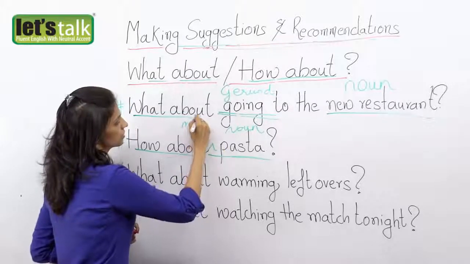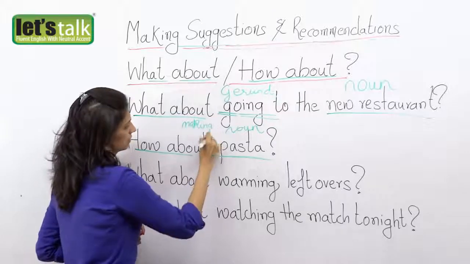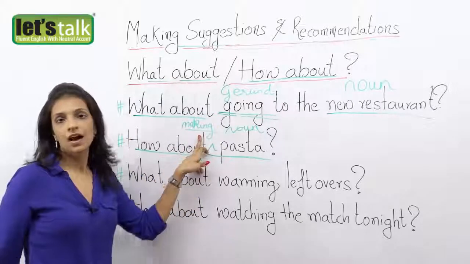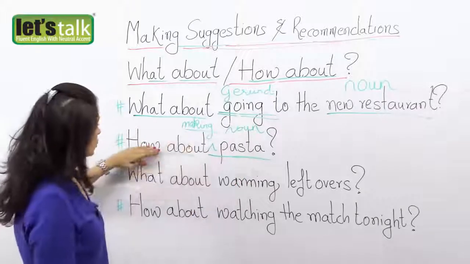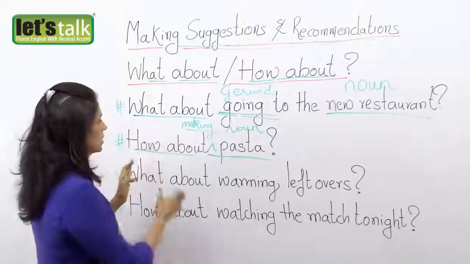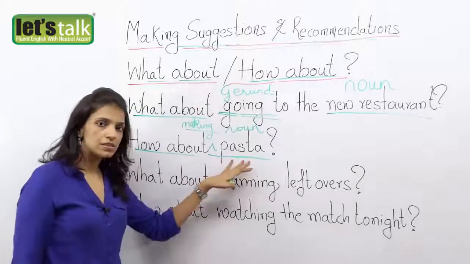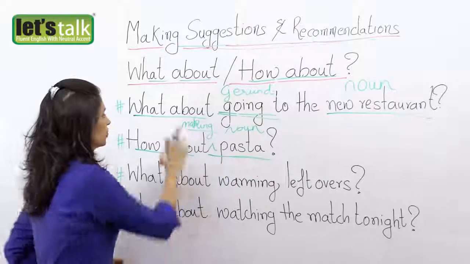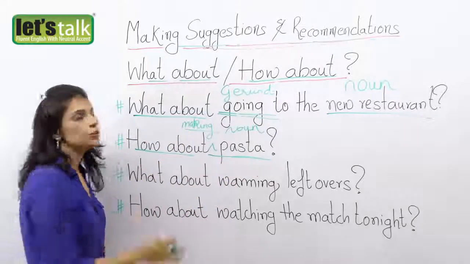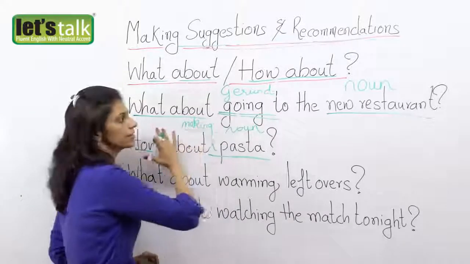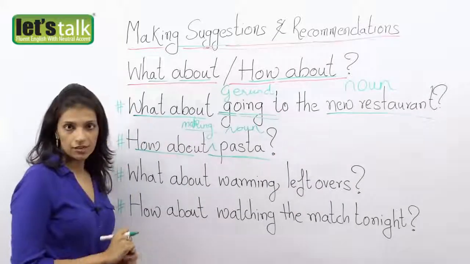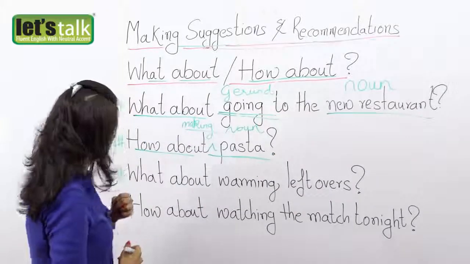So you can use the gerund ing, that's how about making pasta. Okay, now these two are interchangeable. You can say what about making pasta, what about pasta tonight. Okay, so they are interchangeable. Just remember you can use what about or how about with the gerund or directly the noun. Alright friends, let's take a look at a few more examples.